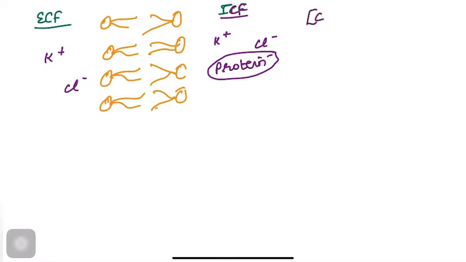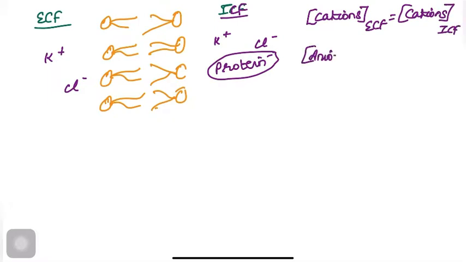So normally what should it be? Normally the cations of ECF should be equal to the cations of ICF. So the concentration of cations of ECF and ICF should be equal. And similarly, the anion concentration of ECF should equal the anion concentration of ICF. This is what it should normally be to maintain electrical neutrality.